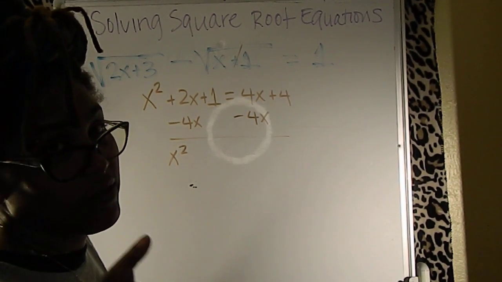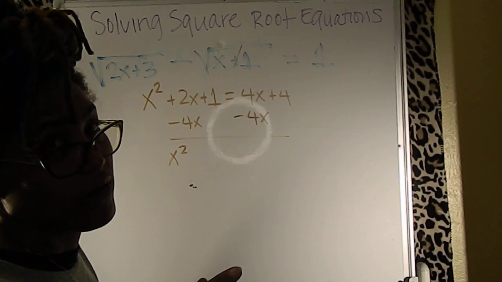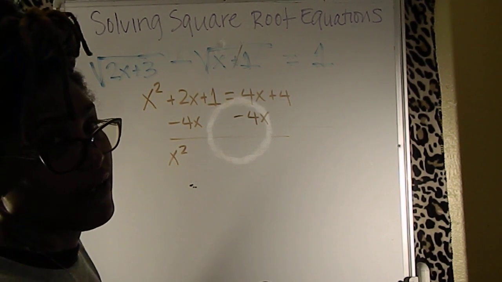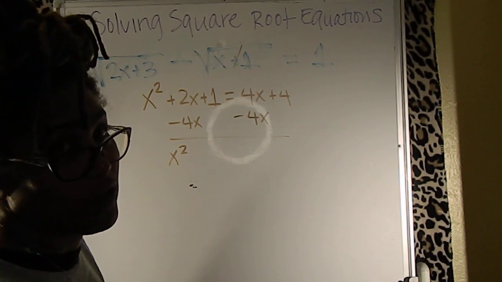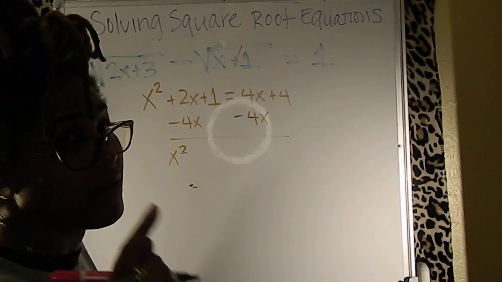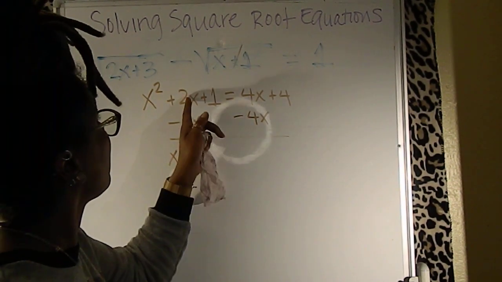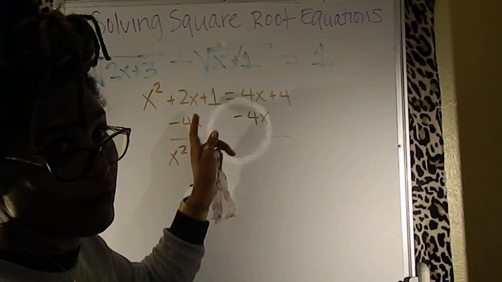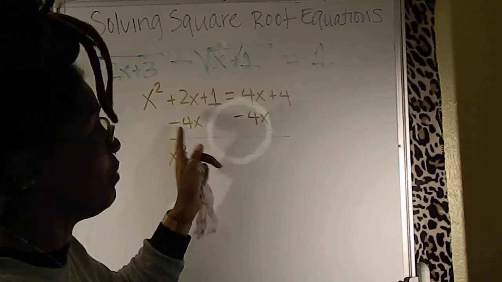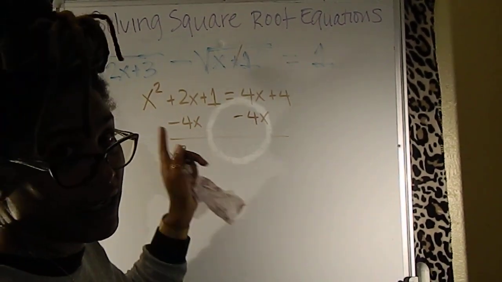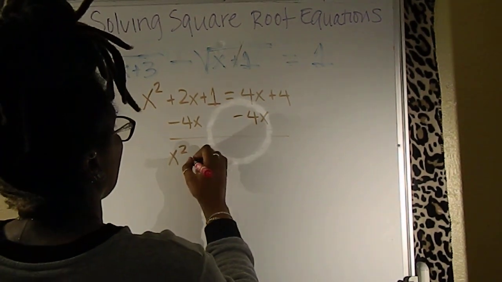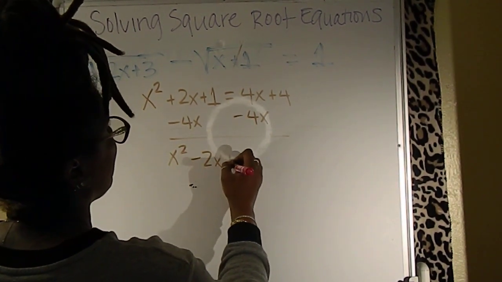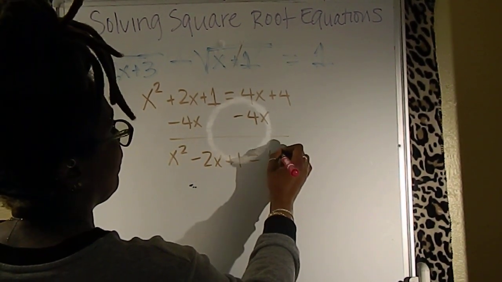If my signs are different, what do I do? My signs are different. I subtract my values and I keep the sign of the biggest number. I'm going to subtract these two values. 4 minus 2. 4 is bigger, so my answer is negative 2. Minus 2x plus 1 is equal to 4.